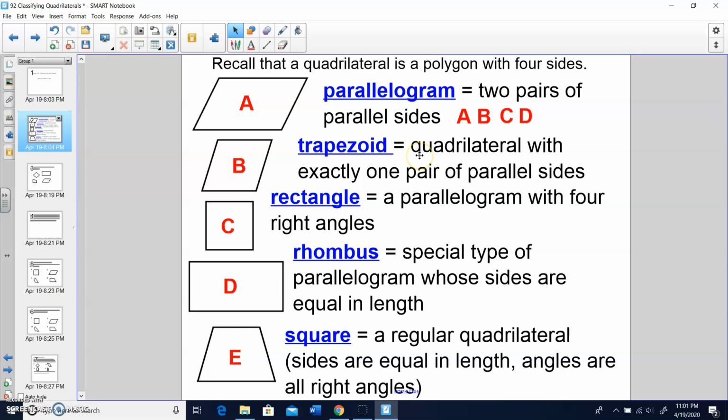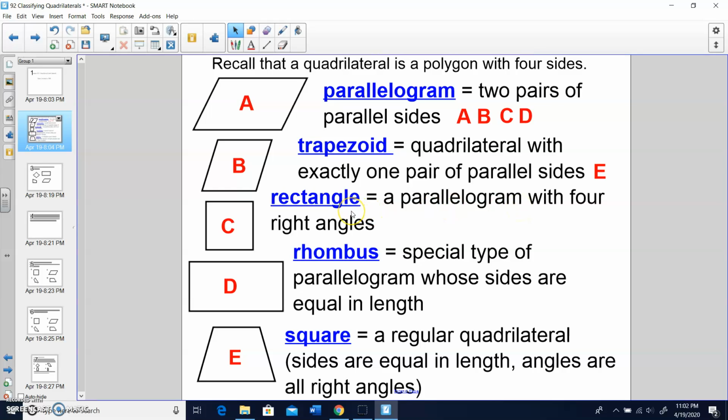Okay, moving on to trapezoids. A trapezoid is a quadrilateral with one pair of parallel sides. So any of these ones that we said were parallelograms with two sets of parallel sides cannot be a trapezoid because the trapezoid only has one pair. So if we look at E, we have one pair of parallel sides at the top and the bottom, but that is it. So E is a trapezoid because those second sets will eventually touch.